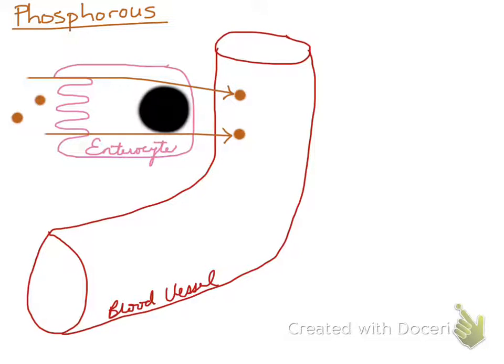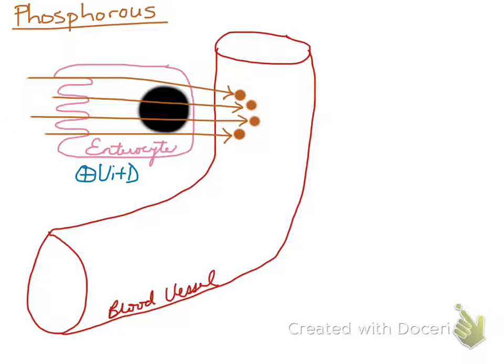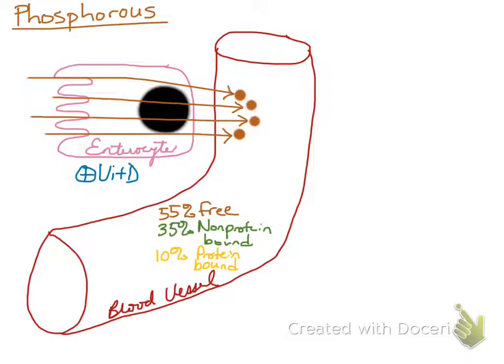The absorption of phosphorus can be enhanced by vitamin D, but it's not enhanced by PTH. So that's one of the differences between calcium and phosphorus. Once it's within the blood, phosphorus is also found in various fractions. Similar to calcium, it also has a free form, a non-protein bound form, as well as a protein-bound form. But the big difference between phosphorus and calcium is that the protein-bound form of phosphorus is much, much lower than the protein-bound form of calcium.